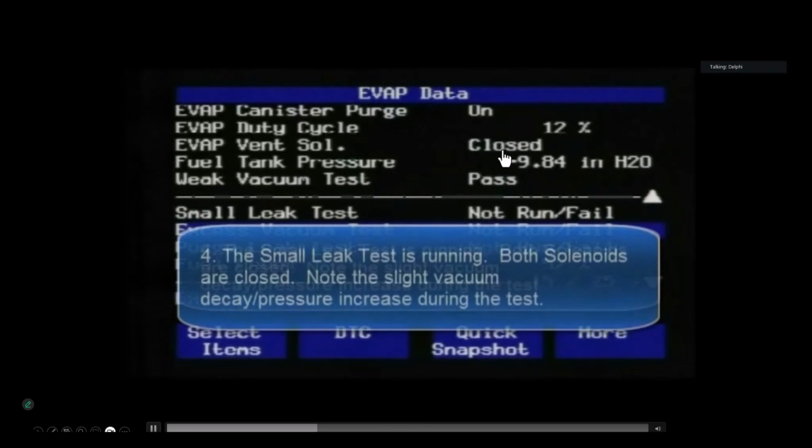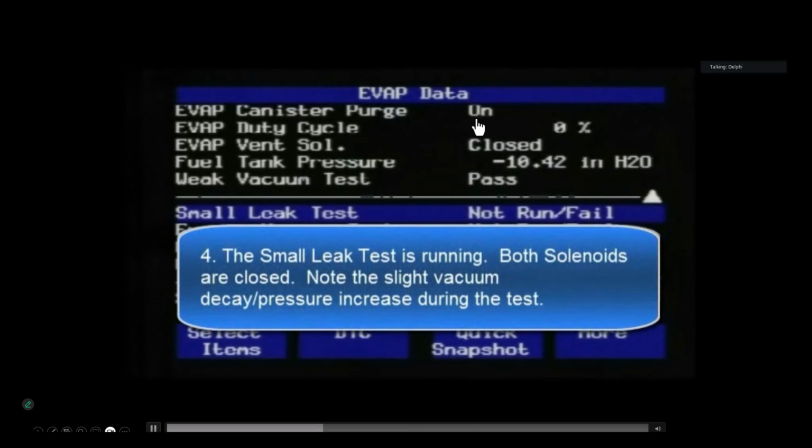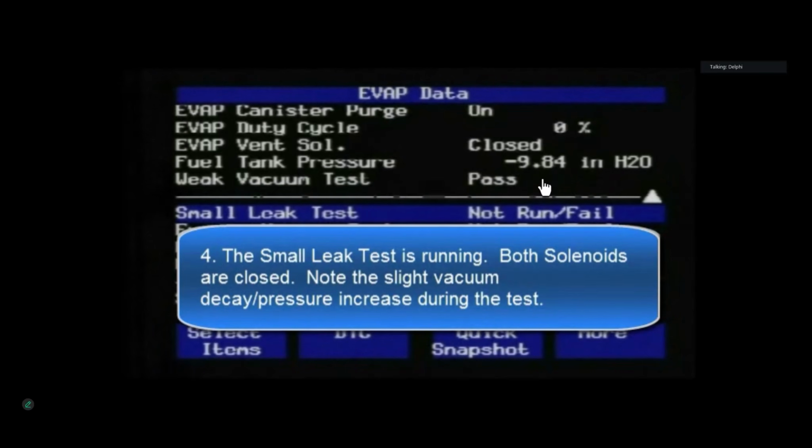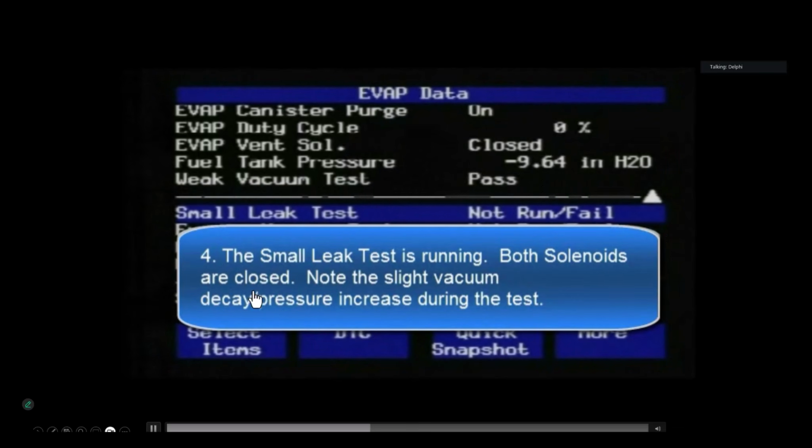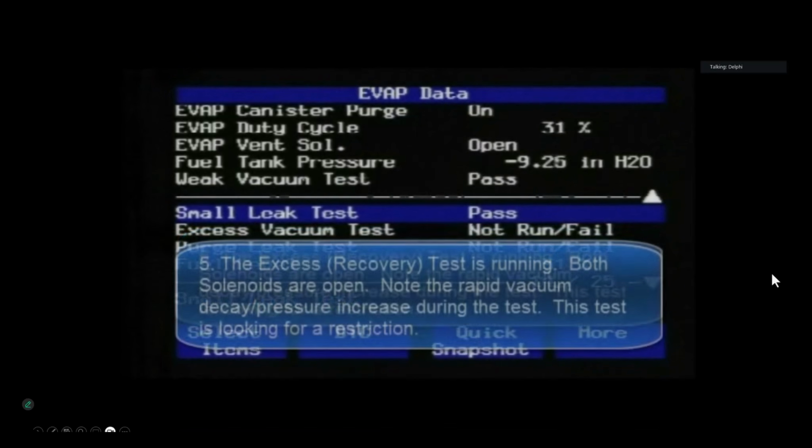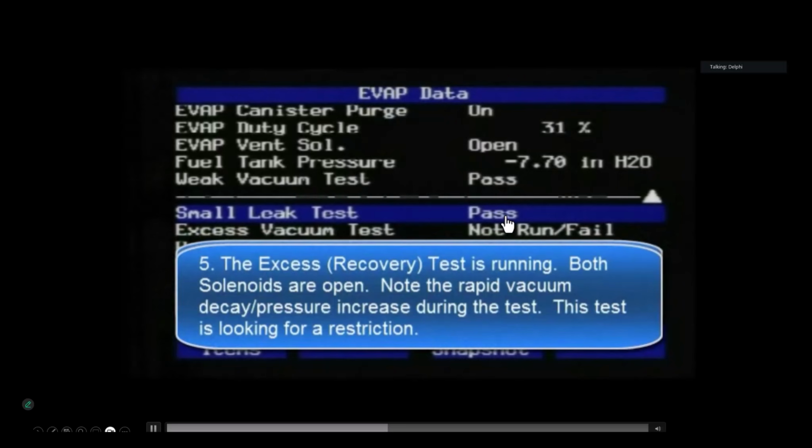Now we're going to close both solenoids. Now notice this says on, but 0 duty cycle. So that means it's off. It's closed. The system is sealed. It's holding pressure right here. The number drops a little bit because there's your arm starting to throb. If it was a big leak, that number would drop fast, and I'm going to show you that in another video. Okay, both solenoids are closed. Notice light vacuum decay towards pressure. That's normal. That test passed on this car.